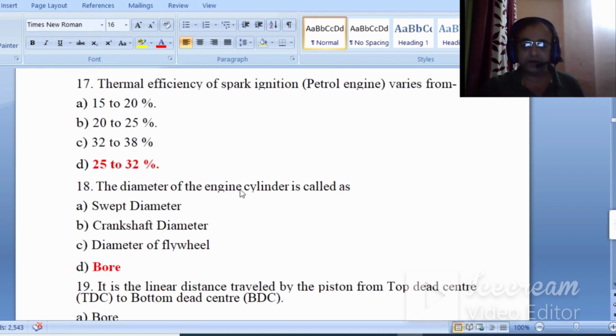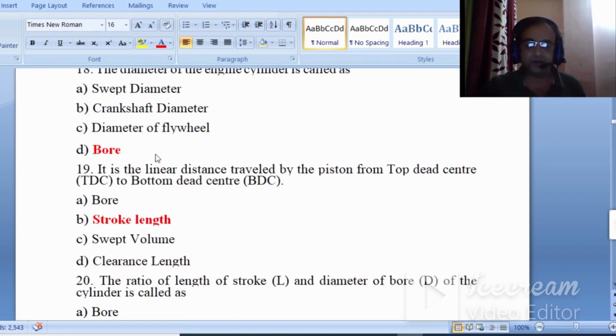Then the diameter of engine cylinder is called a bore, or it is also called bore diameter. So shaft diameter, crankshaft diameter, or diameter of the flywheel, these are the wrong answers. Then the next question is, it is the linear distance traveled by the piston from top dead center to bottom dead center. It is a linear, means straight distance, and it is called the stroke length. And you should know that the stroke length is denoted by capital L.